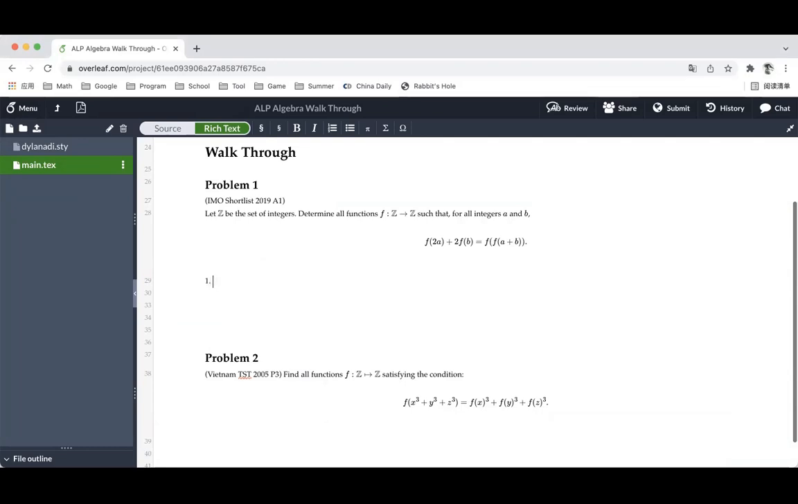I think the natural thing to think is that you can substitute 0, because it is a pretty natural thought, and many problems actually use it, pretty common. So we substitute a equals 0, then we will get f(0) + 2f(b) = f(f(b)).